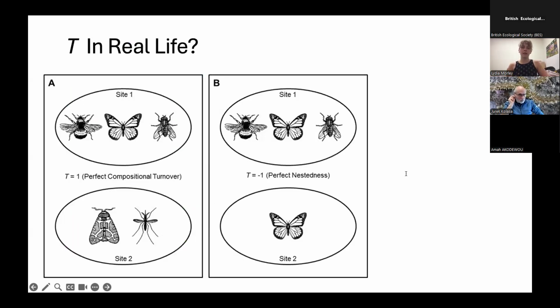Okay, so now we know what beta diversity is, and we know how to calculate T. Let's go over an example of T's extremes using orchids and pollinators instead of just shapes, to get an idea of how differences in T might impact the evolution and ecology of the things that we're actually studying.